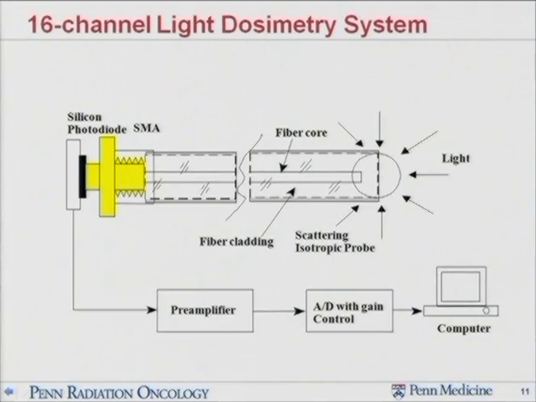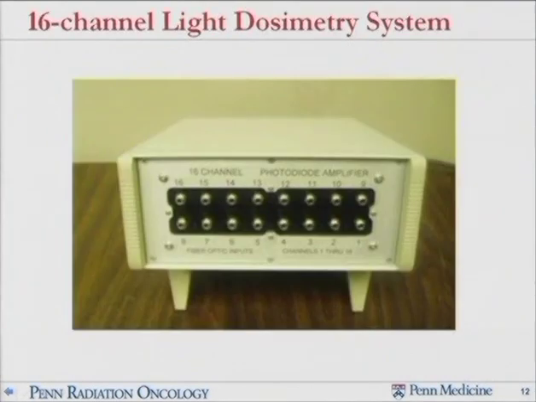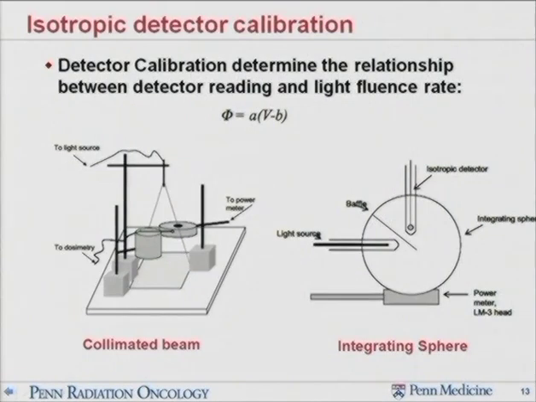And here is the schematic. Typically an isotropic detector system is a scattering bulb fitted with fibers, which uses an SMA connector, connecting to a photodiode that connects through a preamplifier and an A-to-D converter so that a computer can acquire the data after the signal is amplified. This is what the dosimetry system could look like. So one thing one has to do is convert the signal, which is the voltage received by the dosimetry system, to the light fluence rate.